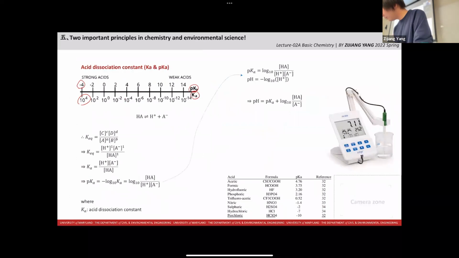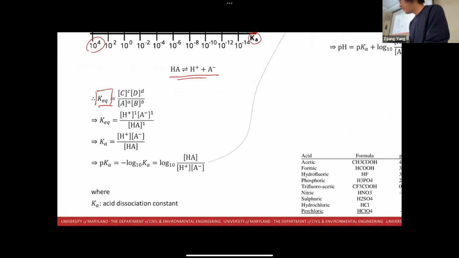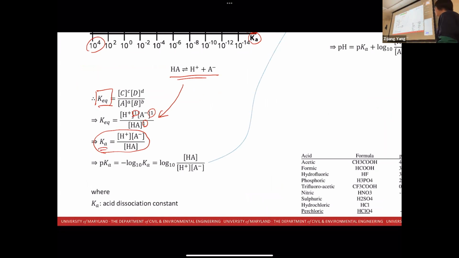And here I just show the mathematical definition of pKa. For a weak acid, it has this dissociation equation. And we also learned the expression of the equilibrium constant, which can be expressed as this one. So we can plug these concentrations into this equation, and we have this result because the coefficients are all 1. So we can define this as Ka, which is the acid dissociation constant.